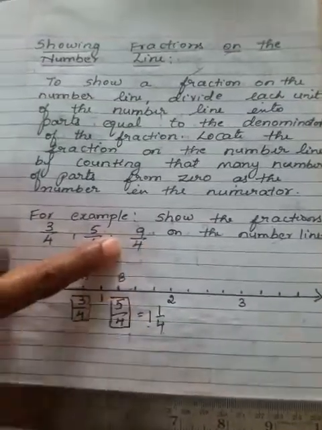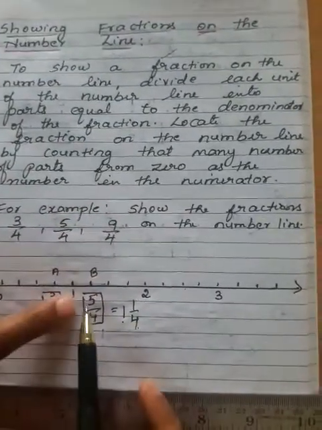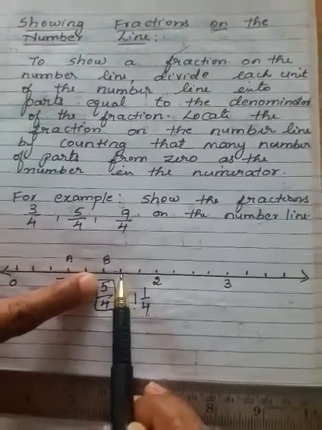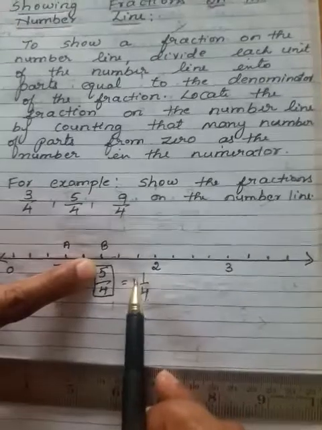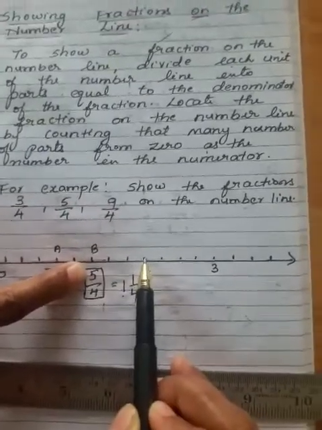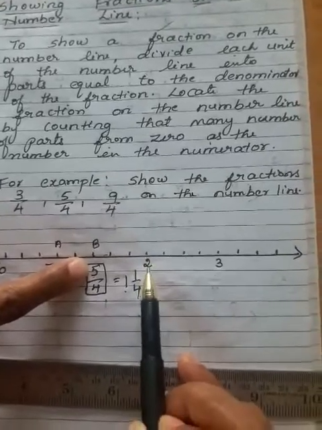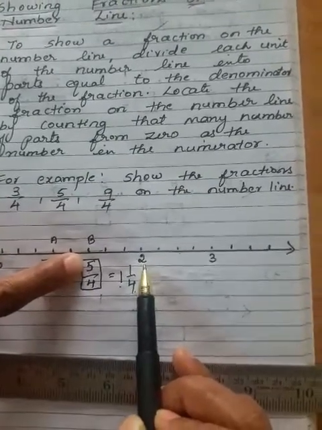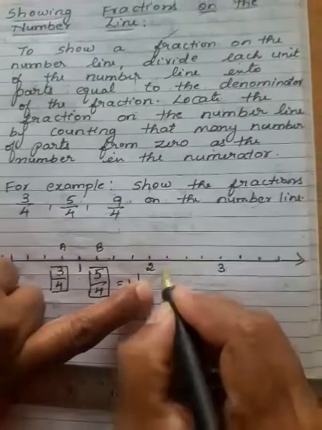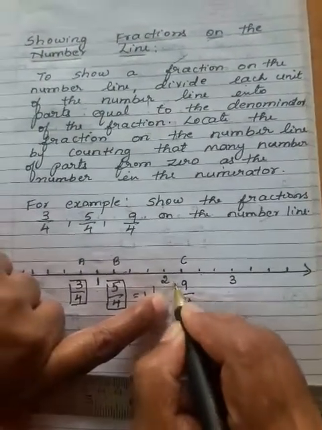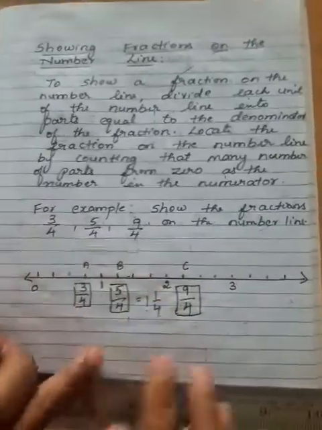Now next, 9 upon 4. So where does 9 upon 4 come? Now this is 5 upon 4, right? This is how much? 6 upon 4. This is 7 upon 4. And this point, 8 upon 4. So 8 upon 4 is how much? 2. 8 by 4 is 2. This is 8 upon 4. So this is how much? 9 upon 4. This is 9 upon 4.